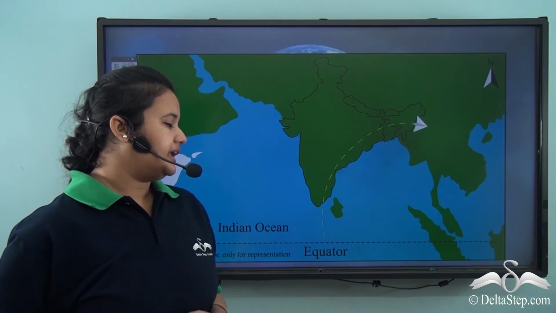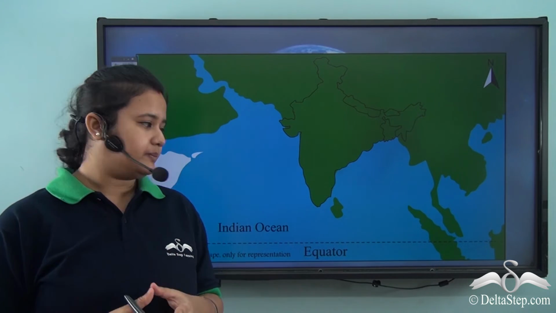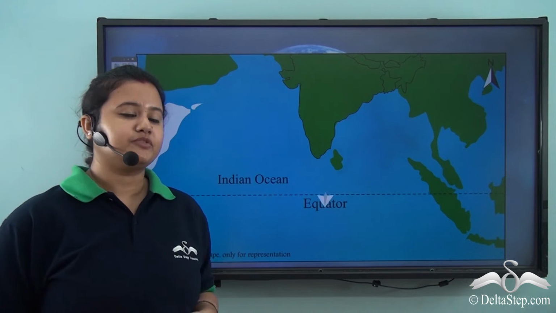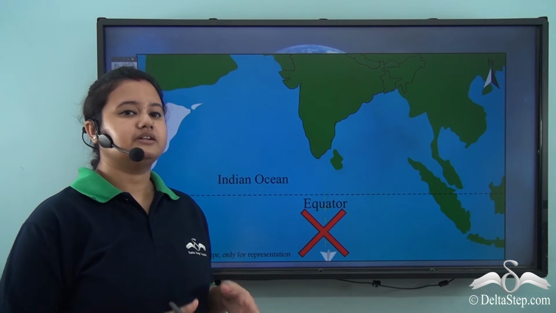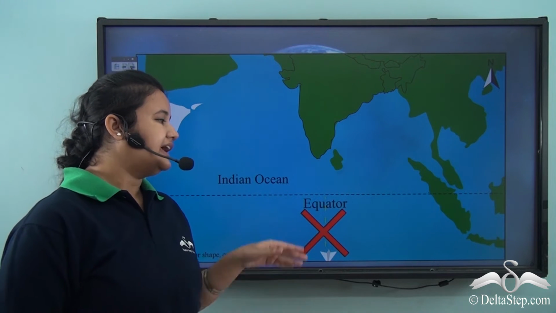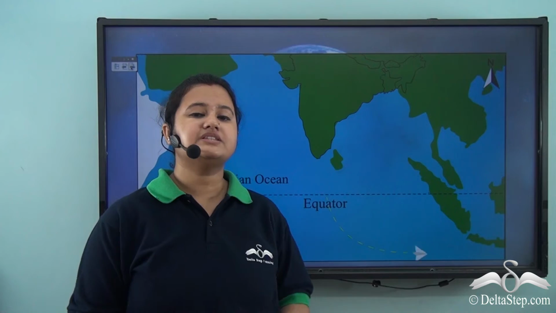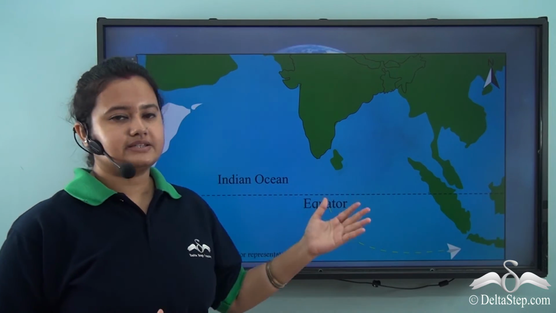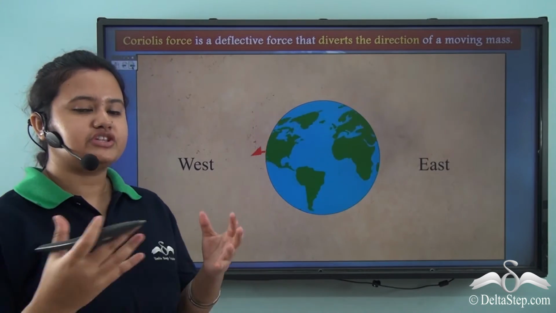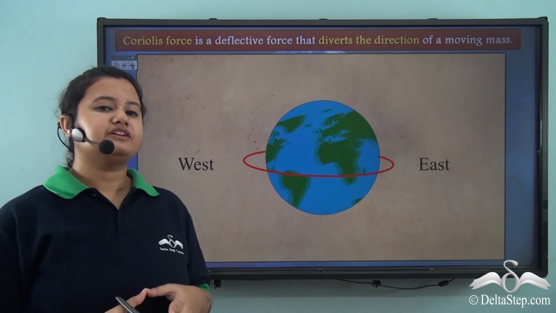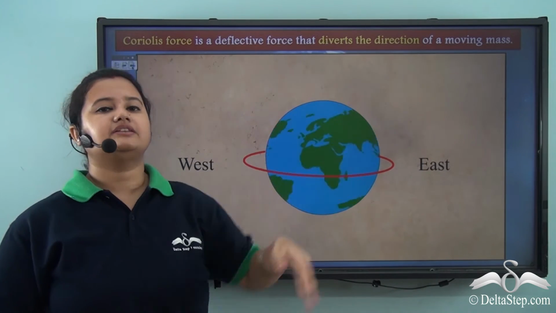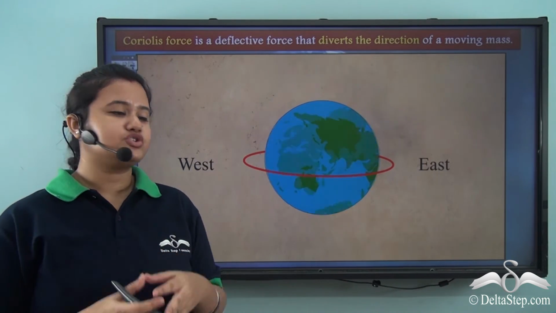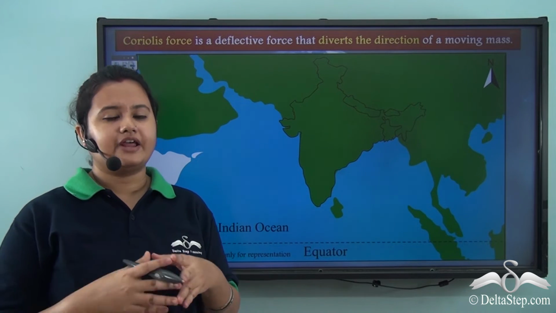Now, turn 180 degrees and throw the paper plane towards the south. You will find that the paper plane does not go straight, rather it deflects to the left towards Indonesia. Now, why does this happen? So in the previous video, we saw that the paper plane deflects to the right in the northern hemisphere and to the left in the southern hemisphere.